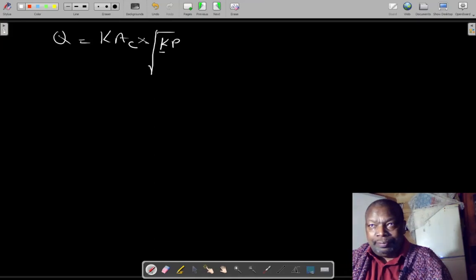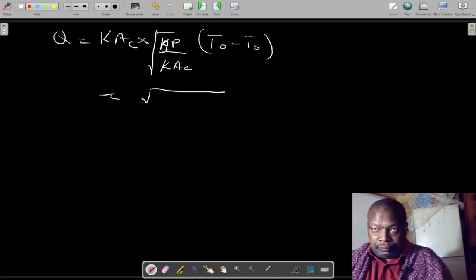Now, Q is equal to K A c, but m is equal to the square root of hP over K A c, multiplied by (T naught minus Ts), and that can simplify further to the square root of K A c h P times (T naught minus Ts).